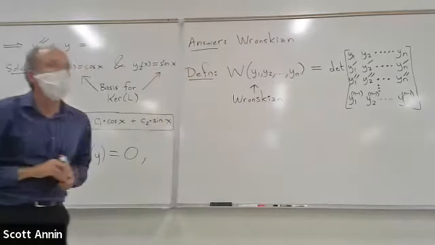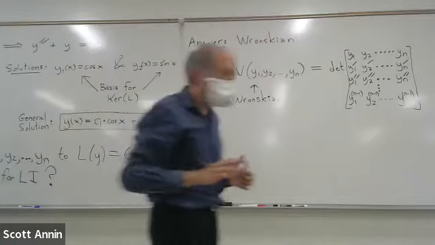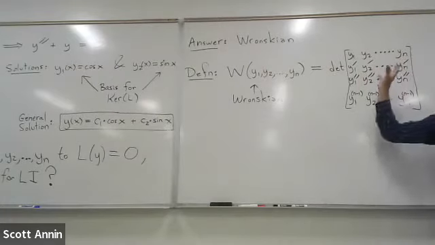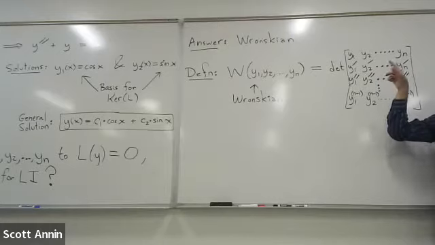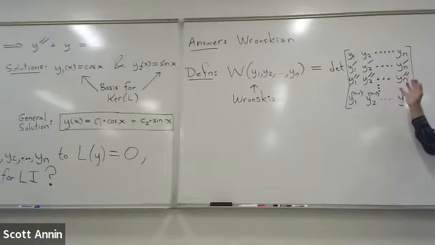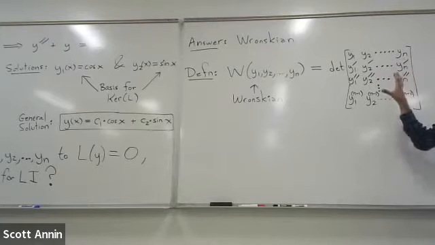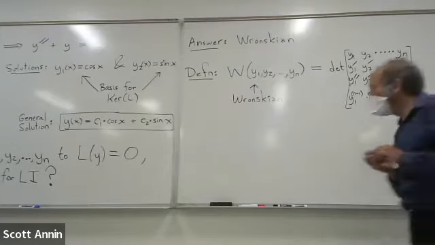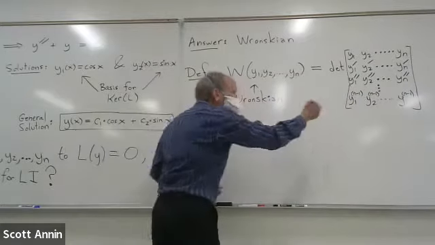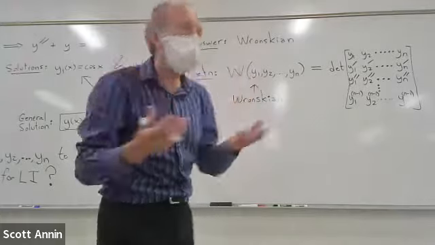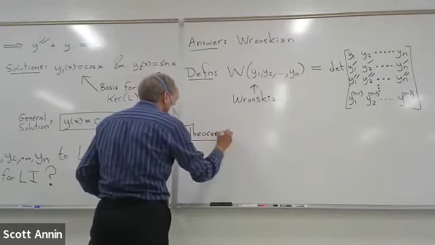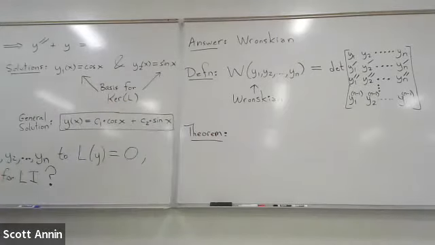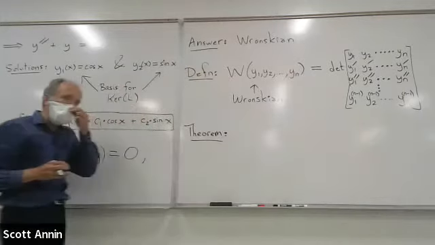And please keep in mind that the entries in this matrix are not numbers. This matrix is filled with functions, functions of x. There are x's everywhere inside of here. And so it becomes a determinant that, in general, will have an x in it. And that is then the basis for the theorem. This is the test for linear independence that I said I was going to use this Wronskian for.